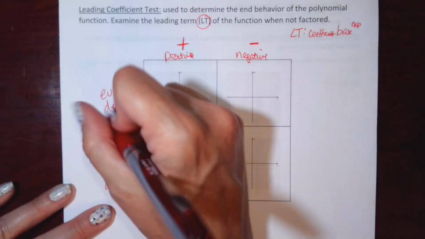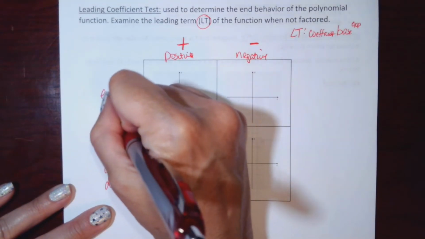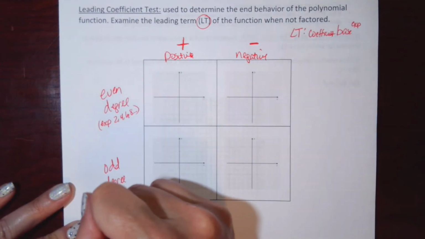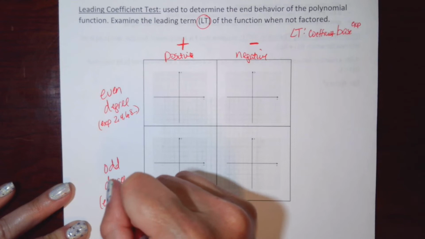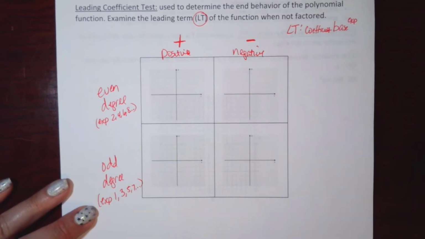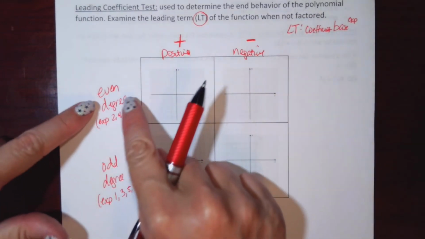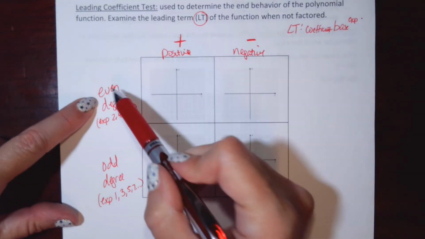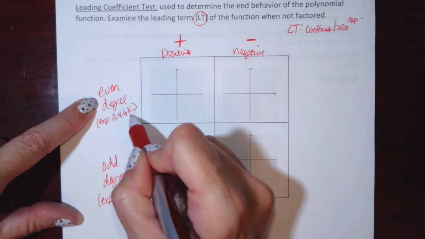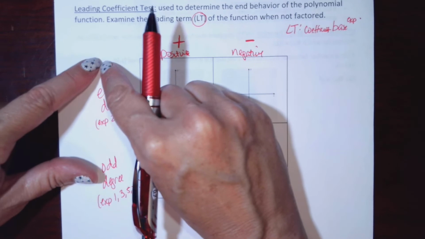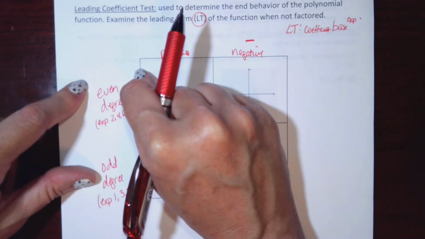An even degree exponent would be an exponent of 2, 4, 6, 8, all even numbers. An odd degree exponent would be 1, 3, 5, 7, and all those odd counting numbers. Because remember, my exponents are always positive integers. If the degree of the function, that largest exponent, is even, the ends are going to even out. If they even out, they're going to go together, so either both ends are going to go up or both ends are going to go down.